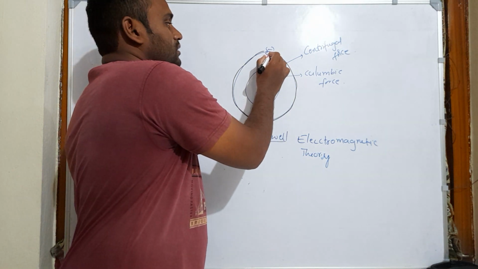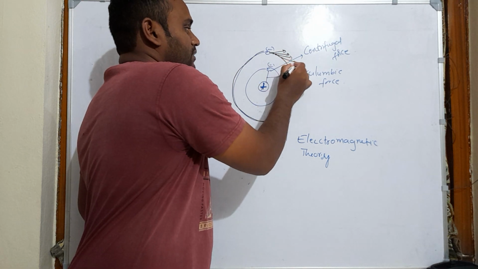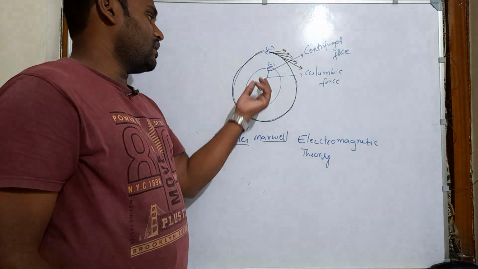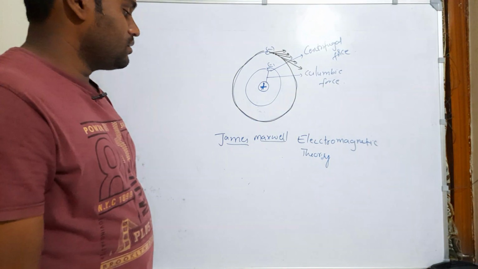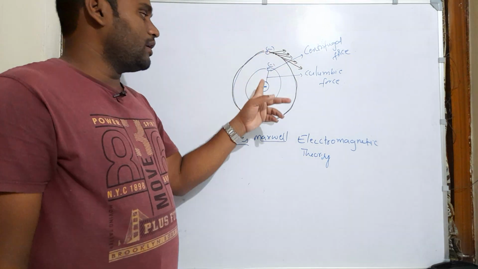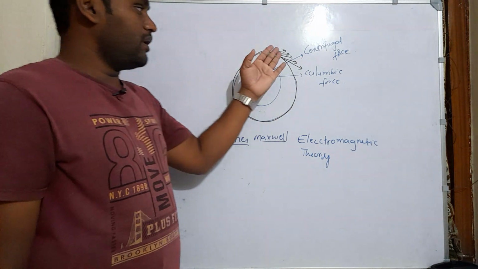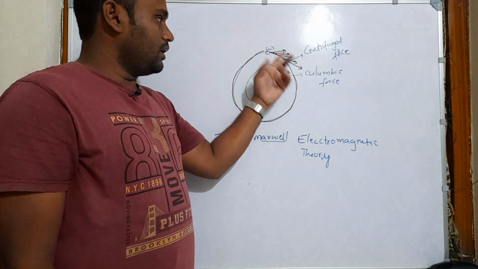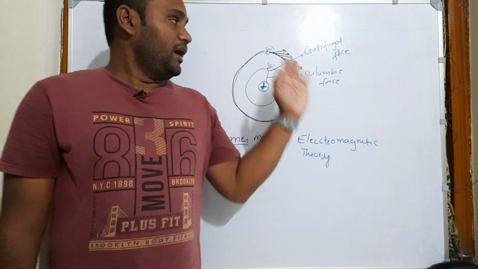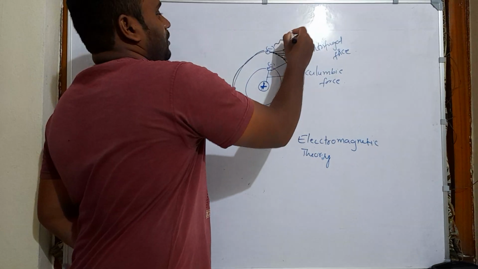At one position it has one direction, at another position it has another direction. Likewise, it changes its direction continuously when it rotates around another charged body. So according to James Maxwell's electromagnetic theory of radiation, when a charged body rotates around another charged body, it continuously accelerates due to the change in direction. When it accelerates continuously, it loses its energy in the form of radiation.